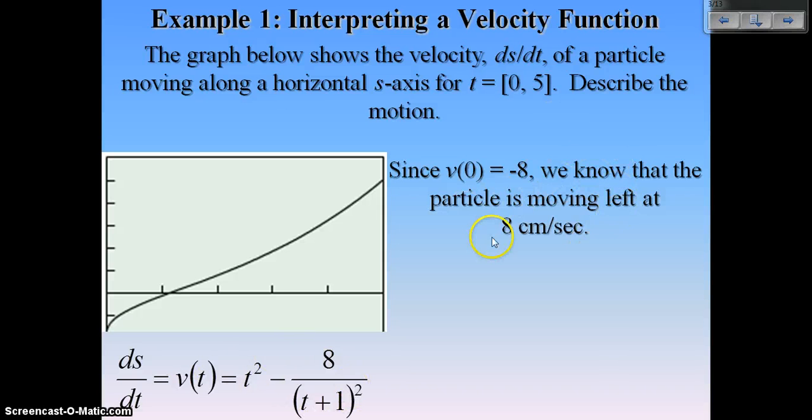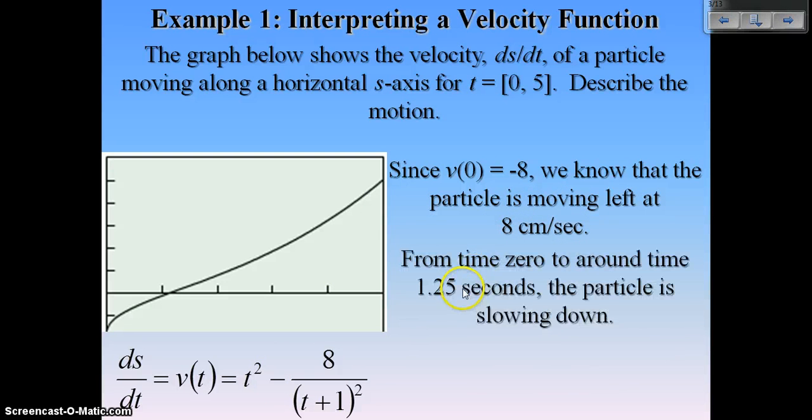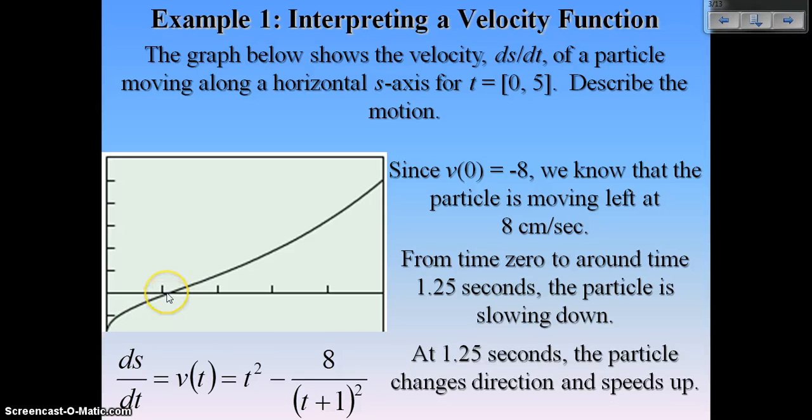That tells us that at the beginning time the particle is moving left at 8 centimeters per second. From time 0 to around time equals 1.25, which is about right here, the particle continues to move to the left. However, we do see that it is slowing down as it approaches the axis. At 1.25 seconds, it changes direction, starts moving to the right, and you see that the particle is then speeding up.